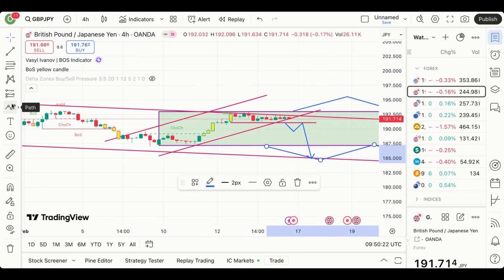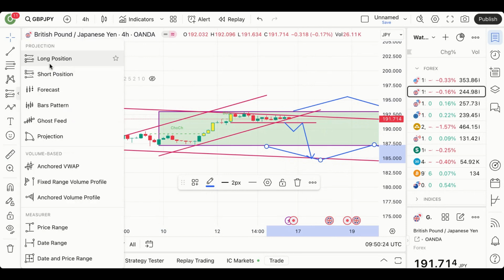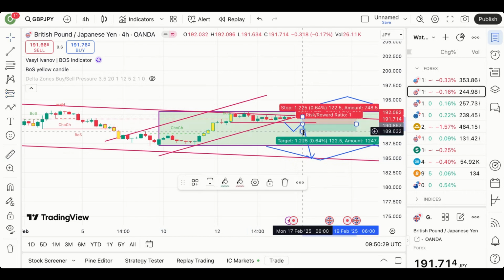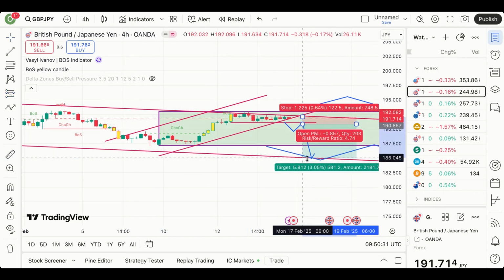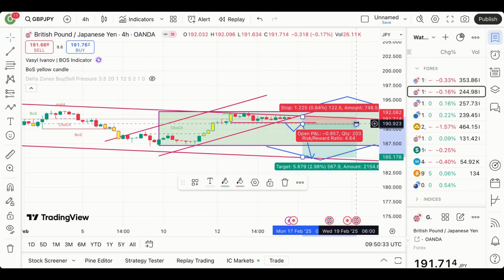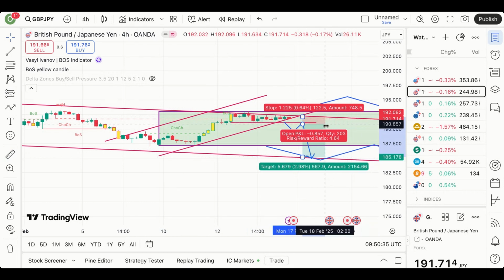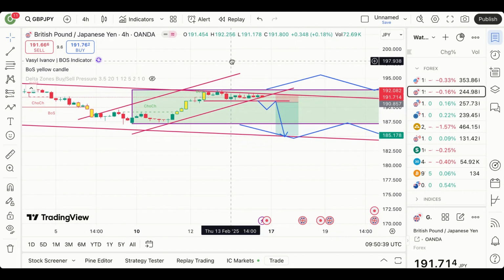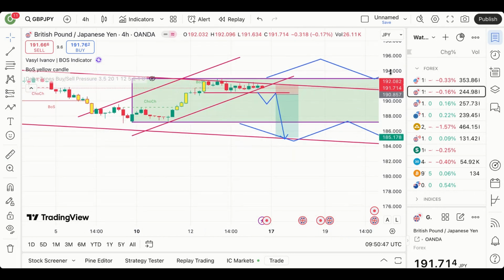And let me use this short position. So we're looking for approximately 500 pips downward. So that is the market for GBP and JPY. So as you can see, this makes sense.